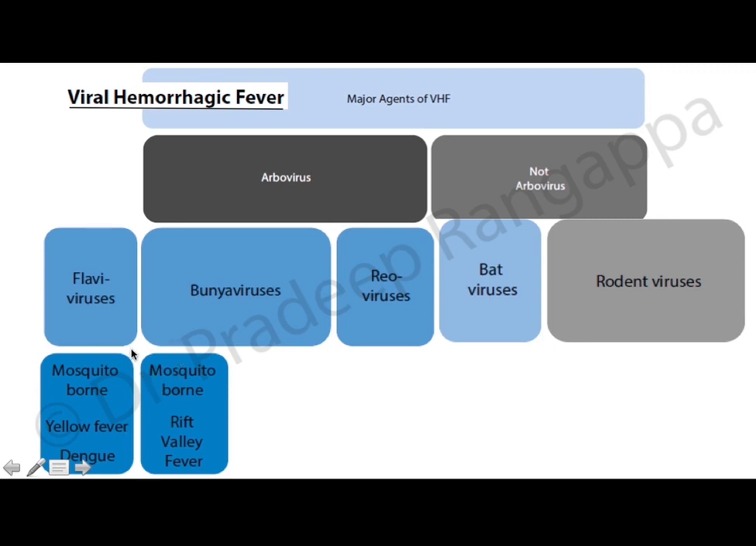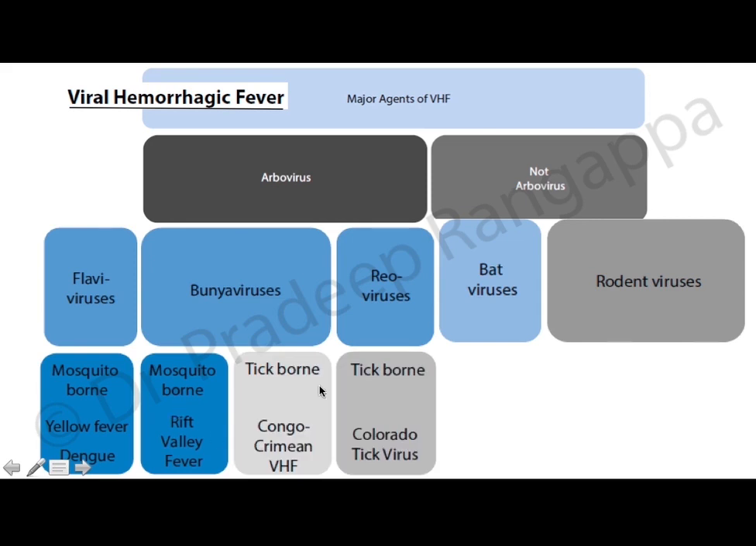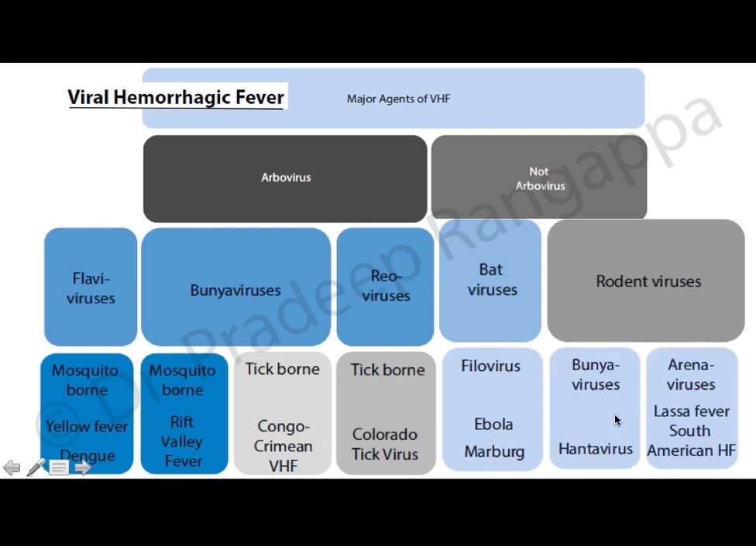And under bunya and flavi you have mosquito-borne Rift Valley fever. Then you have tick-borne, which is Congo Crimean hemorrhagic fever. Tick-borne also includes Colorado tick virus. Under bat viruses you have filovirus, which is Ebola and Marburg. Under rodent viruses you have Bunyavirus, which is Hantavirus, Arenavirus, which is Lassa fever, and South American hemorrhagic fever. So this is in brief the classification of viral hemorrhagic fever.